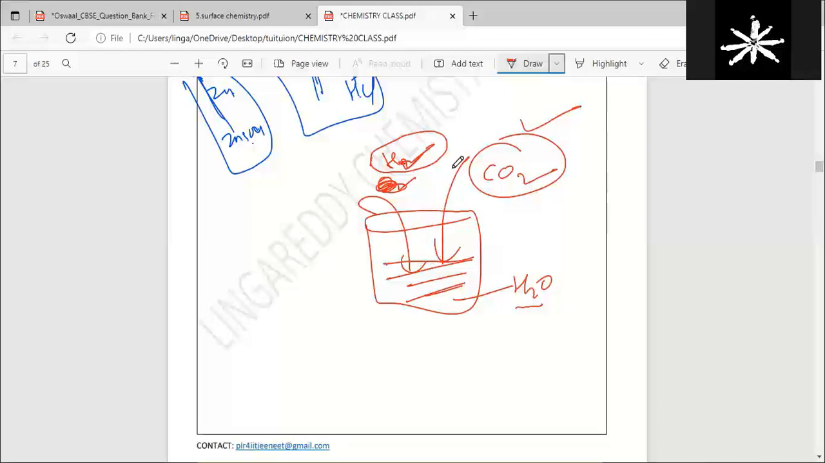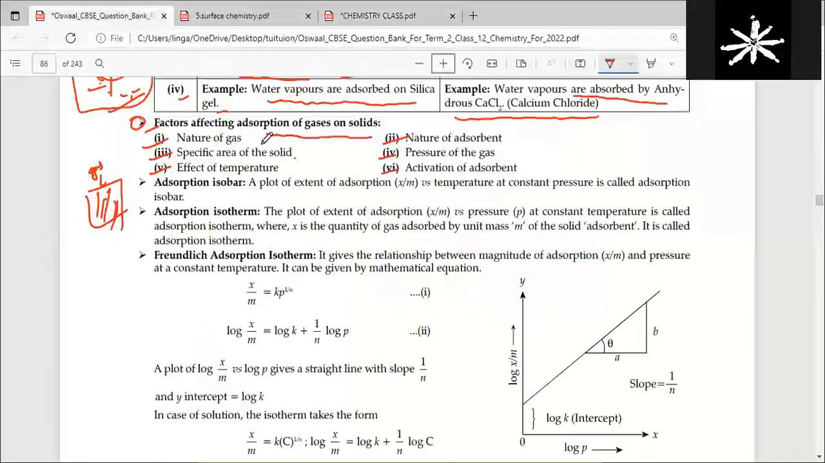So here, the nature of the adsorbent and the nature of the adsorbate, the nature of the gas, are also important. So you can see the points: nature of the gas, nature of the adsorbent, then specific area of the solid. What is specific area of the solid?